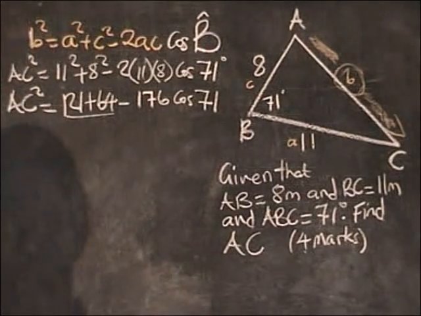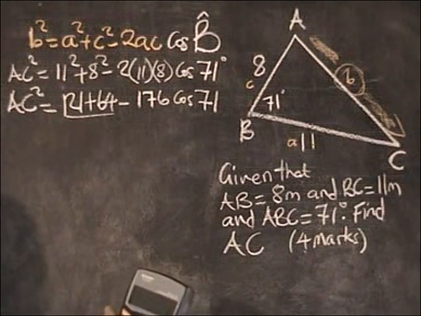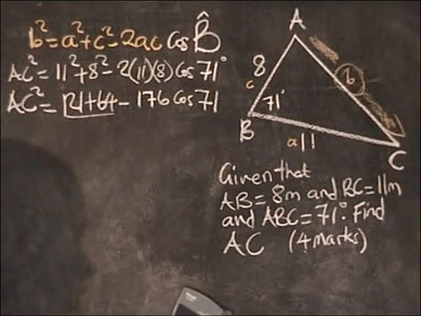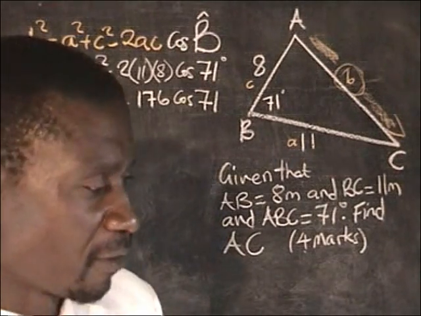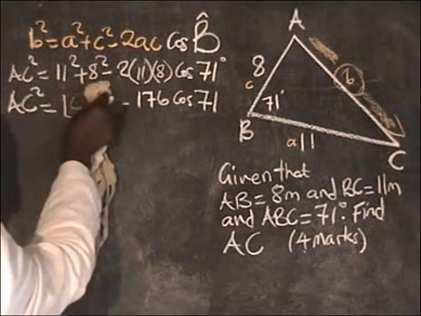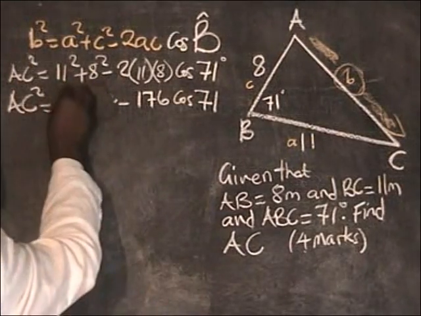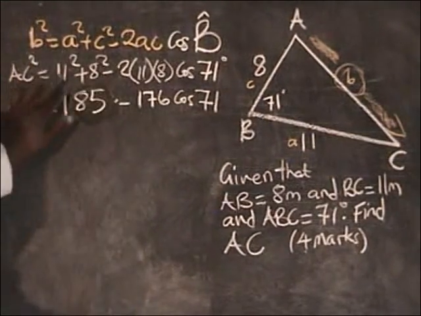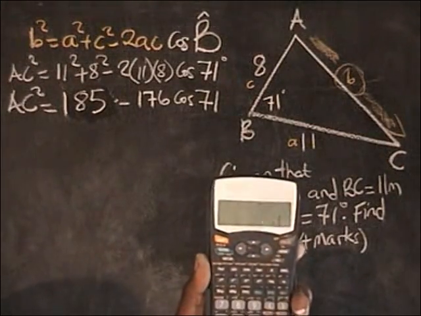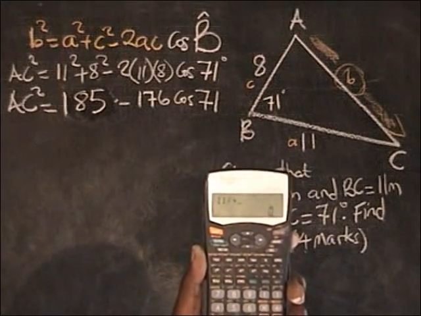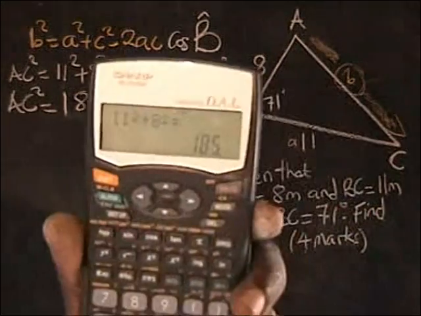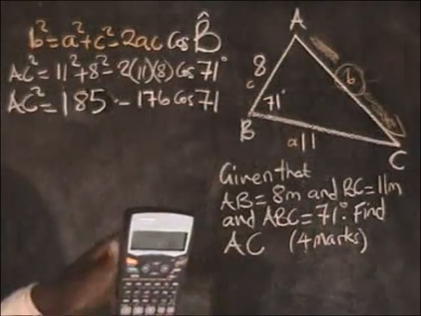The sum of these two numbers, 121 plus 64. When you add 121 plus 64, what do we have? We have 185. So the sum of these two numbers there is 185. To cut short, I have to write 185 there: 11 squared plus 8 squared. If you want, you can do it on a scientific calculator as 11, then x power 2, plus 8, then x power 2, equals. This is 185.